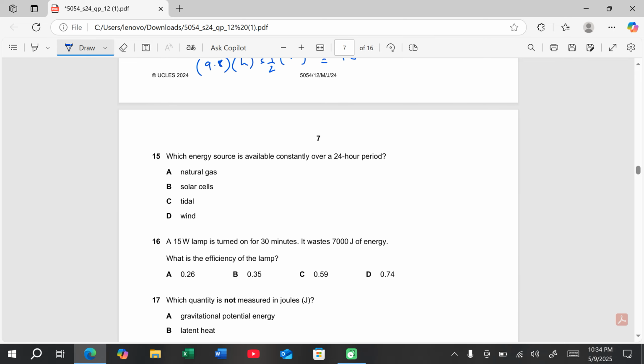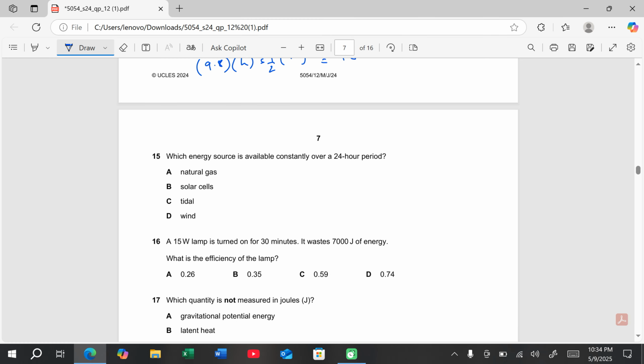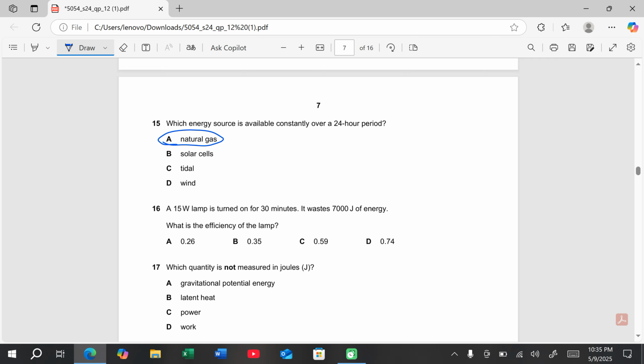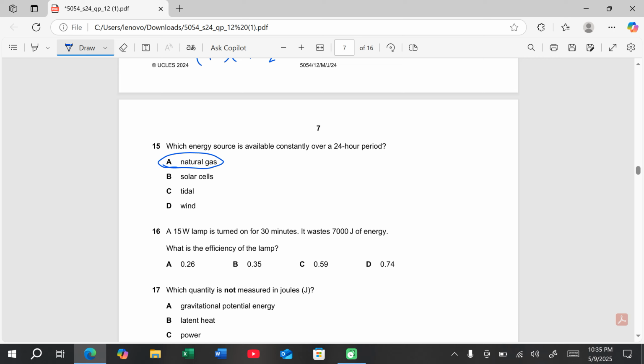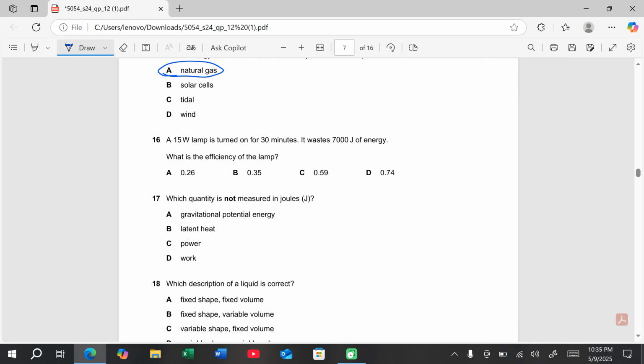Which energy source is available constantly over a 24 hour period? That's solar. Oh, sorry. It says the energy source available constantly. So available is natural gas, unless it runs out of the source. Solar is when the sun comes out. Tidal is when you have the water tides. Wind is when there's wind blowing. So only natural gas is available 24/7.